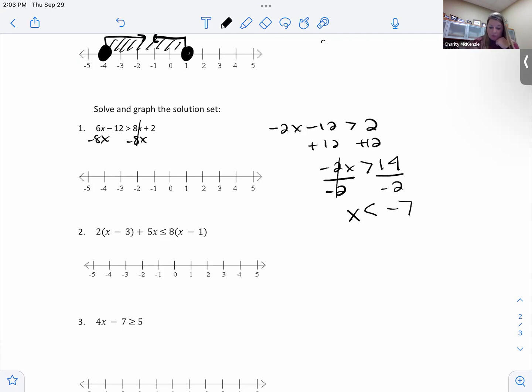So what we're going to do is we're going to graph this and we're going to put a number back in and make sure it worked. So I'm going to put at negative 7. That's funny. My graph doesn't even go to negative 7. Just go like this, right? Here's negative 6, negative 7.